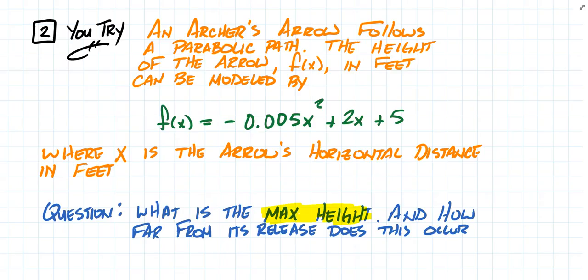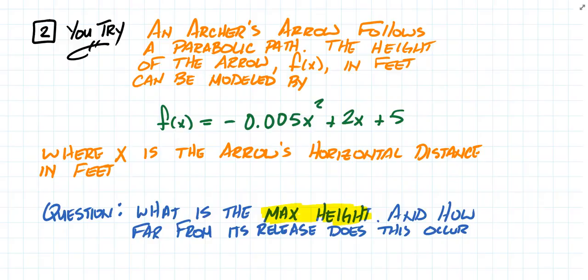Okay, you knew it was coming. Here's a you try, box number 2. You don't need to copy down the question, just figure out the answer. It says, an archer's arrow follows a parabolic path. The height of the arrow, f of x, in feet, can be modeled by negative 0.005x squared plus 2x plus 5, where x is the arrow's horizontal distance in feet.